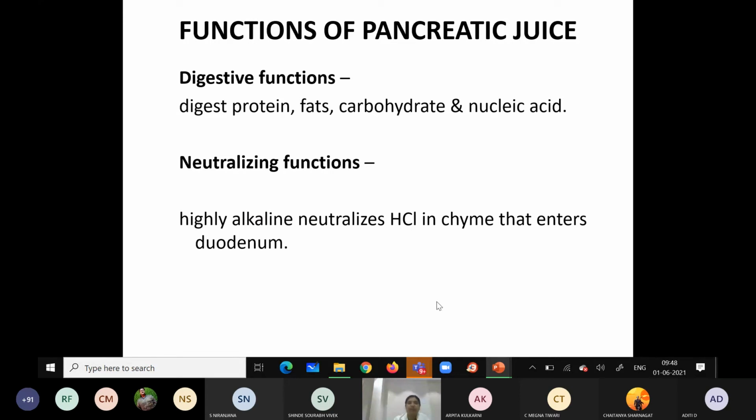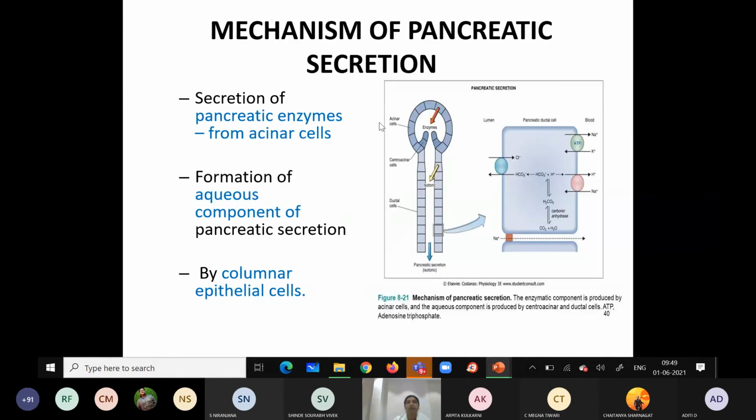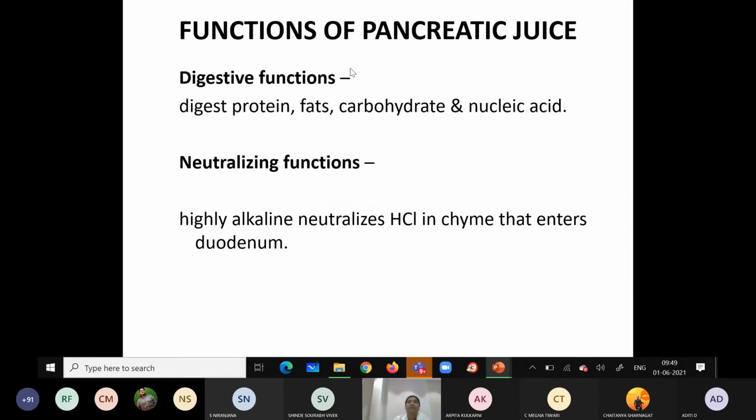Now we'll see what are the other pancreatic juice functions. Basically, the pancreatic juice digests the fats, proteins, carbohydrates and nucleic acids. So digestion is one of the first functions. Now the next function is neutralizing.